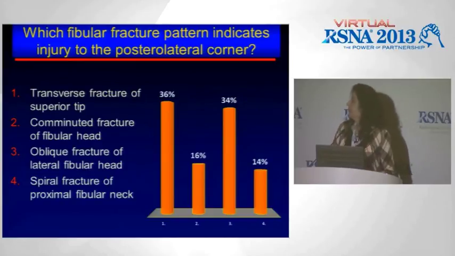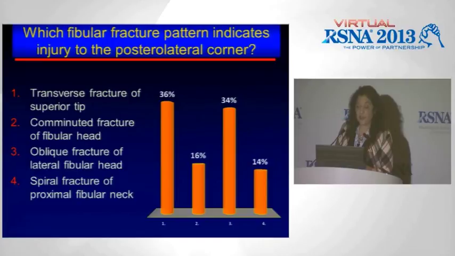Okay, so this was a little tricky question. This oblique fracture of the lateral fibular head is caused by the fibular collateral ligament and the biceps avulsing it. The correct answer for posterolateral corner is a transverse fracture just limited to the tip of the fibula, and this is known as an arcuate fracture.